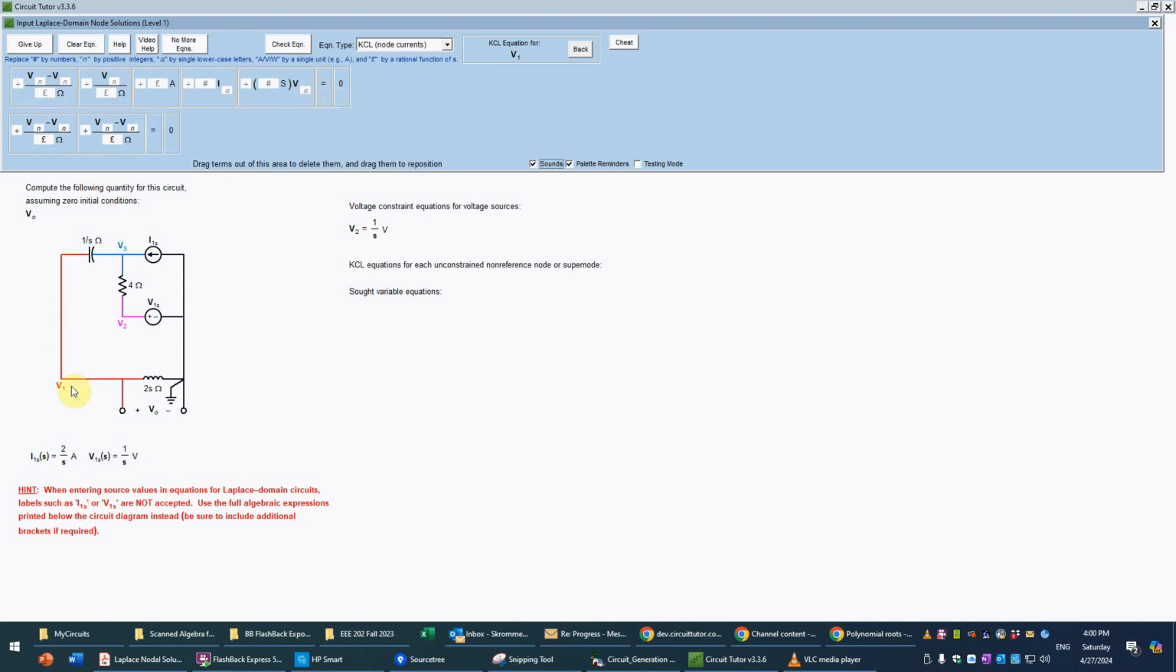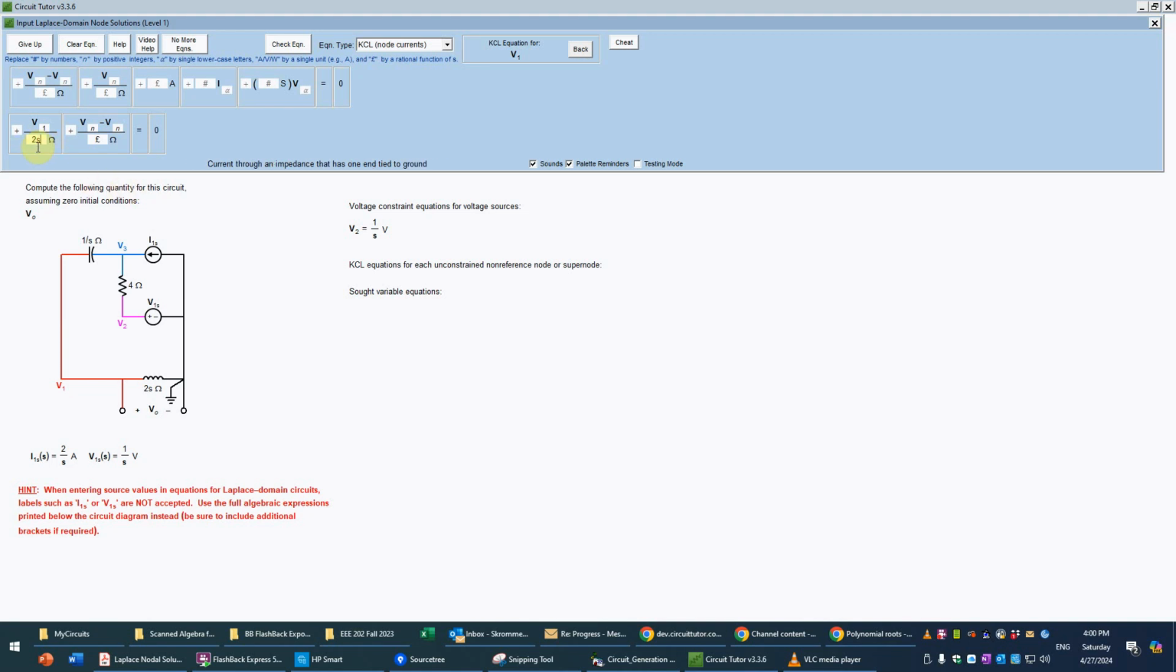Now we'll fill in the blanks. So for example, this one would be V1. Oh, I'm sorry, that's not a difference of node voltages. That one's connected to ground. So let me correct that. That should have been just this. So V1 divided by 2S.